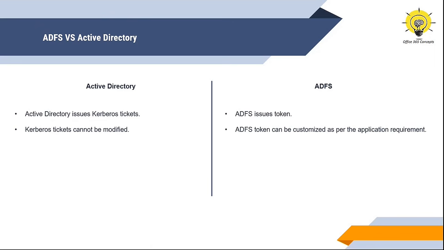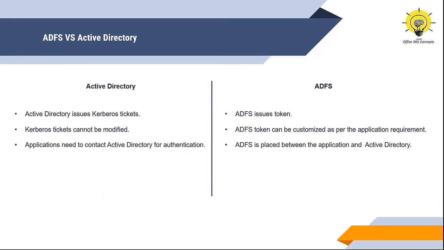Kerberos tickets that are issued by Active Directory cannot be customized, but an ADFS token can be customized as per the application requirement. In Active Directory, applications directly contact Active Directory for authentication. But in case of ADFS, applications contact the ADFS server because ADFS is placed between the application and Active Directory. So applications will contact ADFS and ADFS will contact Active Directory for authentication.